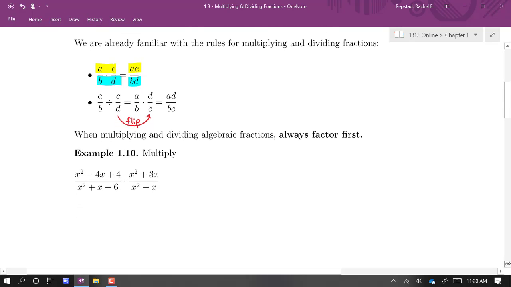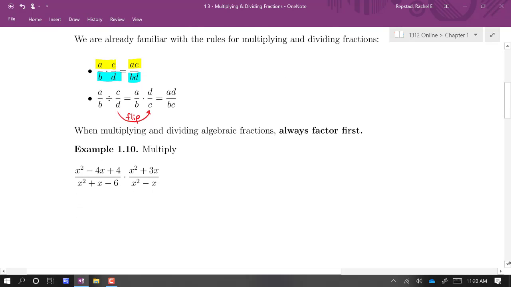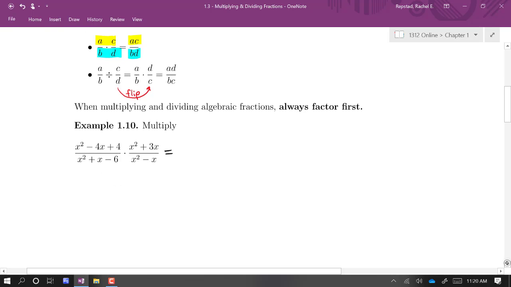We always begin these by factoring. Factor everything first. If you see a problem like this one, in example 110, and your first step is to try to expand all the products, you're making your life a million times harder than it needs to be. You're actually undoing the work you need to do. So we're going to start out by factoring everything that we can factor.